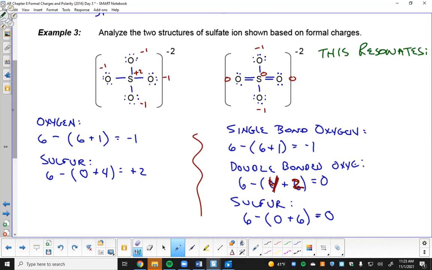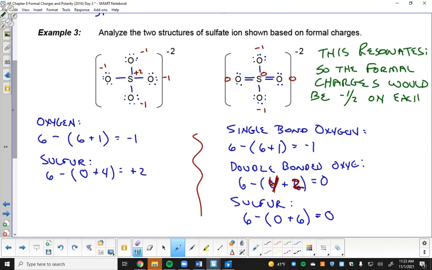So, what else does it do? The formal charges would actually be negative 1/2 on each, because it's not really static like we see it there. And those 4 halves would add up to the negative 2. So according to formal charges and electroneutrality, this would be the better structure over here. And I would already have it drawn with the Lewis structure if I was asking you to compare it. So it's about helping us pick out a better structure.